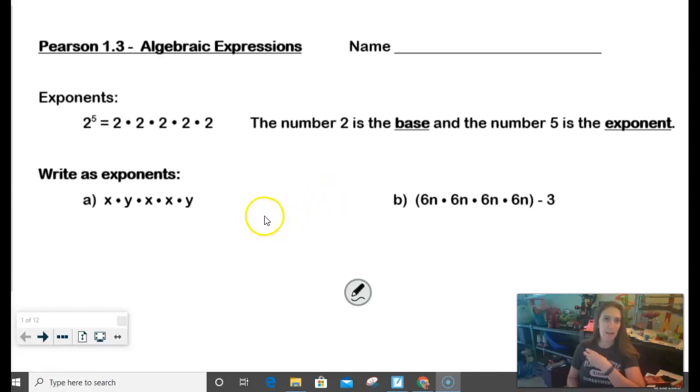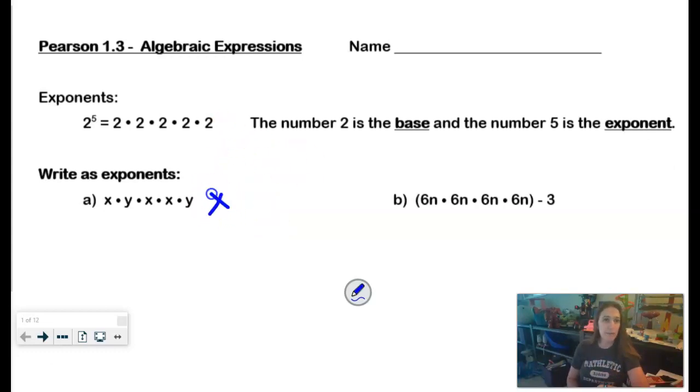We have x times y times x times x times y. So the shorthand way to notate that using exponents would be x to the 3rd power times y to the 2nd power. And there's no way we can simplify that. You can reverse the order if you'd like, but technically in math everything likes to go alphabetical unless there's some weird rule in the form.